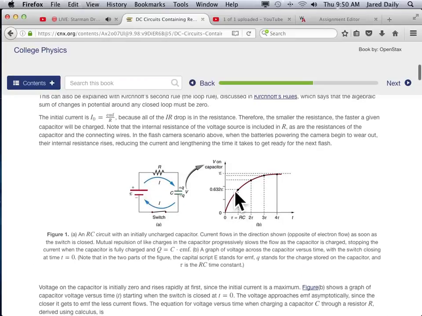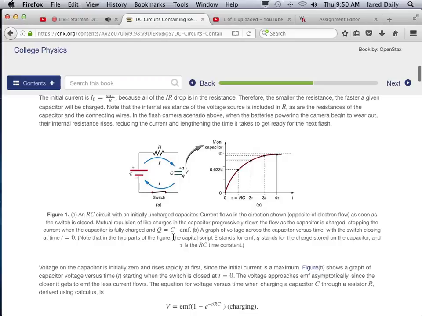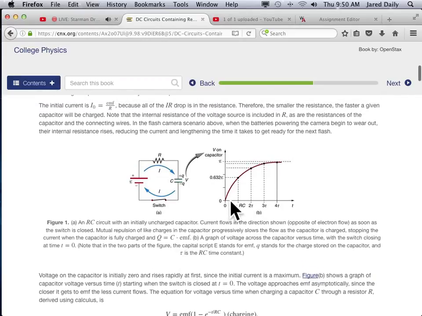And this is the shape of that function. The amount of time that it takes this capacitor to get to this point right here, 0.632 times its total voltage, or 0.632 times the voltage of the battery, is what we call the time constant of this circuit, and it is equal to the resistance times the capacitance. The resistance in ohms times the capacitance of the capacitor. So each resistor-capacitor combination will have a different time constant. In other words, it'll take a different amount of time for it to charge up.